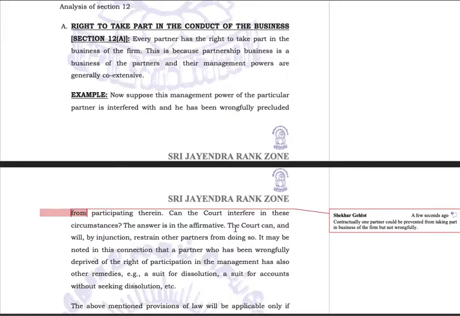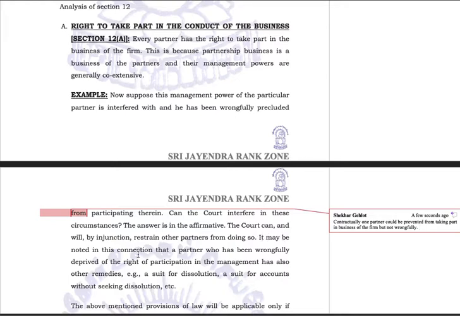The court can and will. The court has power, and will means the court will definitely exercise its power by injunction. Injunction means the court will direct them to restrain other partners from doing so. The court will restrain partners so that they do not interfere in his right. Allow him to enjoy his privileges as a partner.